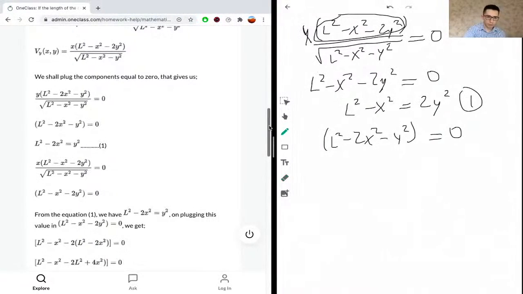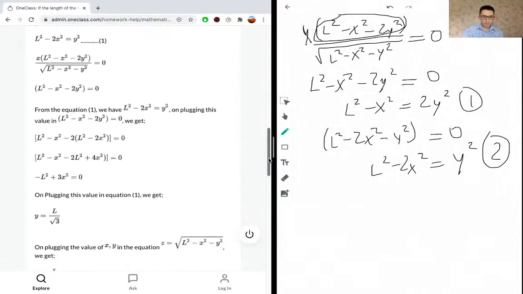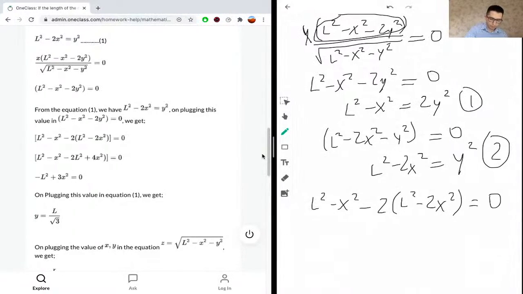So we're left with L squared minus 2x squared equals y squared. So this is our second equation. So now we substitute equation 2 into 1, and we'll have L squared minus x squared minus 2 L squared minus 2x squared equals 0. And then we're just going to try to solve for x in this scenario.